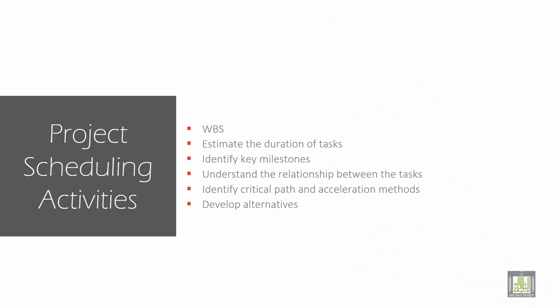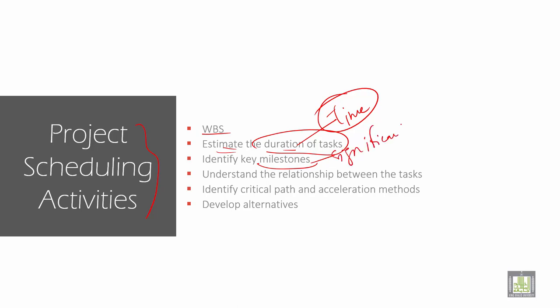Next, project scheduling activities. What are project scheduling activities? It talks about the WBS, the work breakdown structure. It estimates the duration of tasks, which means time, important time. It identifies the milestone. A milestone is a significant point in development.